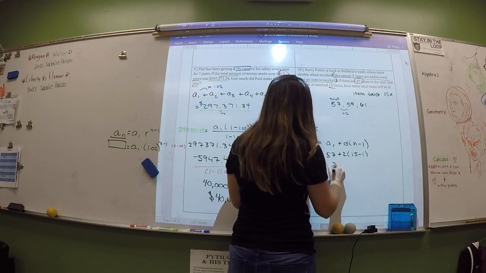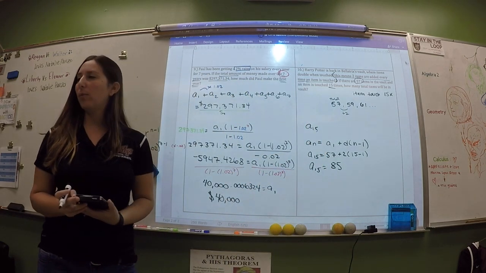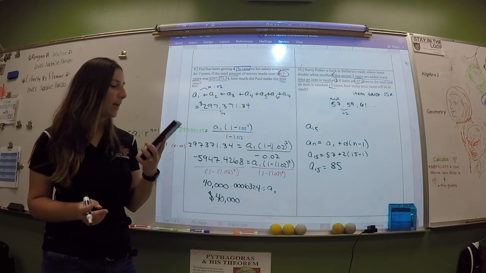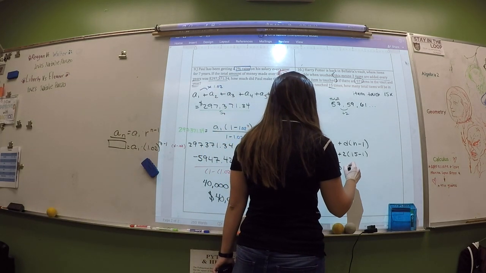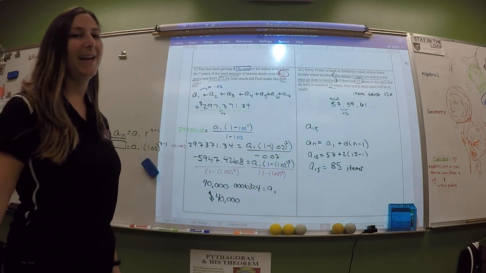Alright, so I typed in 27, and I got 85. So in my theory, when an item is touched 15 times, you get 85 items. So you can say there were 85 items in the vault.